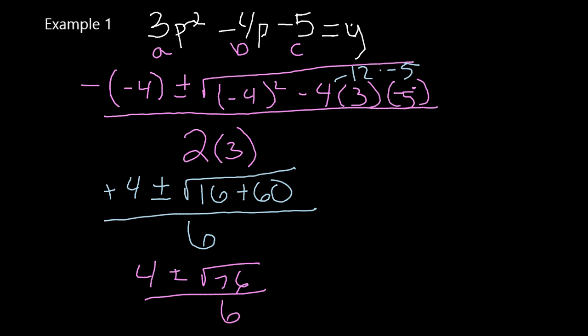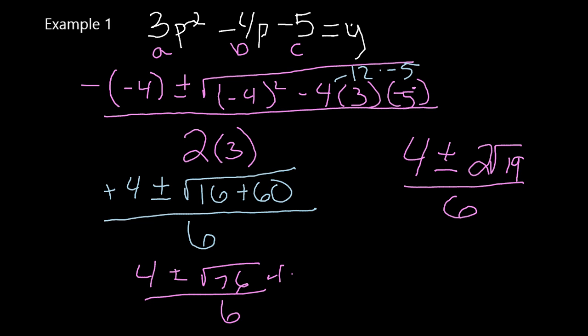Okay, now to simplify the square root of 76, you're going to use simplifying radicals that you learned in class. If I simplify the square root of 76, it simplifies to 4 plus or minus 2 radical 19 over 6. Again, that's because this breaks into 4 times 19. The square root of 4 is 2. Again, you're going to learn that in class.